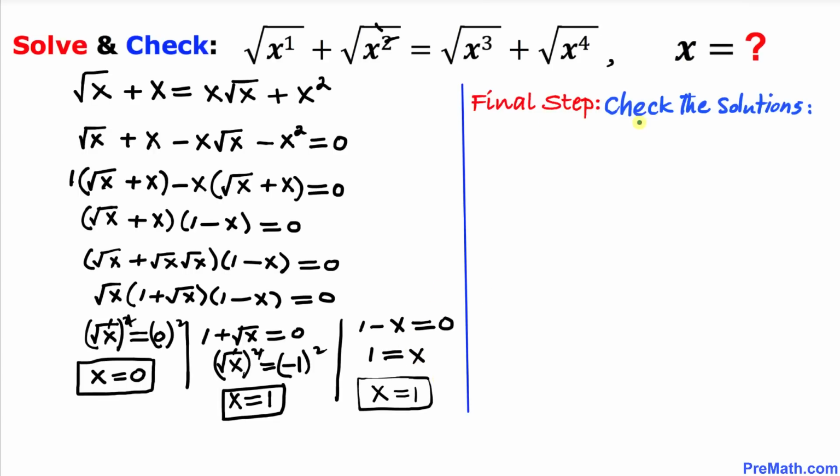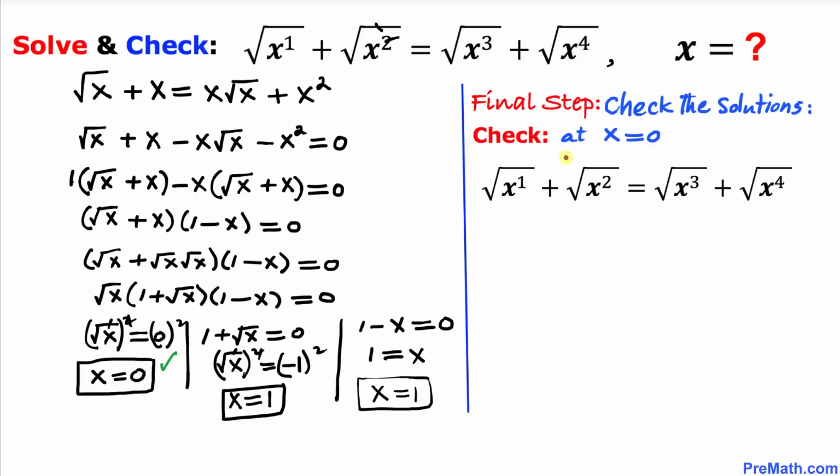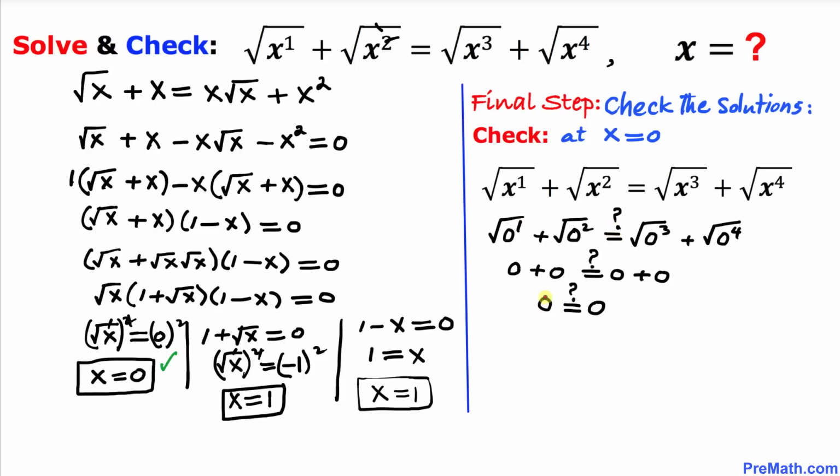And here's our final step. Let's go ahead and check our solutions. First, let's check our solution at x equal to 0. So we are going to replace this x by 0 in this original equation. Wherever we see x, I'm going to replace it by 0. Here I have replaced x by 0, and we're going to see whether the left hand side is the same as the right hand side. And now we can see that the left hand side turns out to be 0, and the right hand side is 0 as well. And we can see that this is indeed a true statement. So therefore we conclude that x equal to 0 is a valid solution.